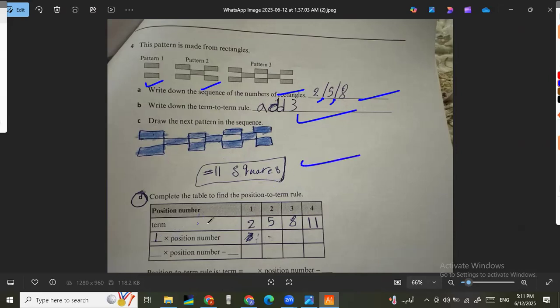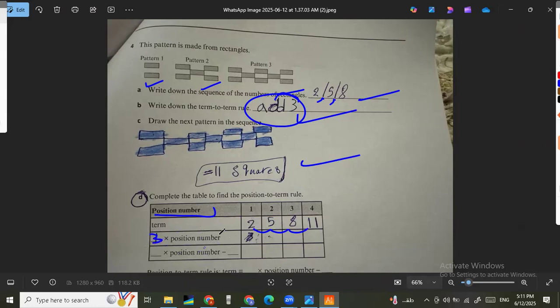Here, the position-to-term rule through this table. We have the position numbers: the first position, second, third, fourth. The terms are 2, then 5, then 8, then 11. The position number, you multiply by what? I multiply by the difference. What is the difference? It is the term-to-term rule. You said add 3, right? So I'm going to multiply the position number by 3. So it is 3 times the position number.